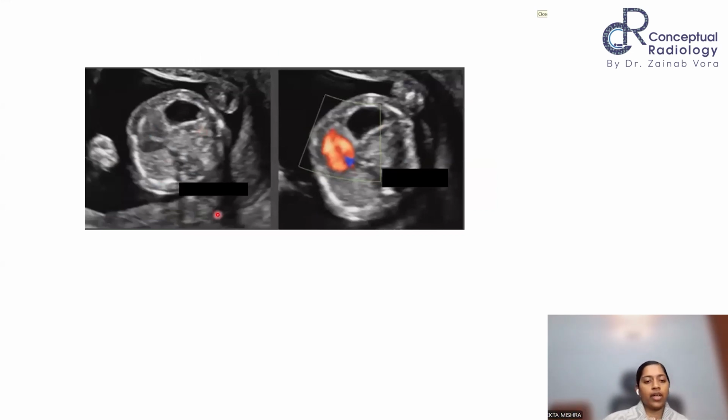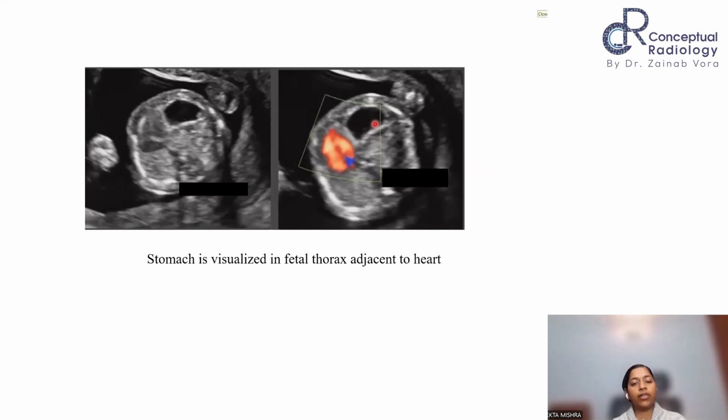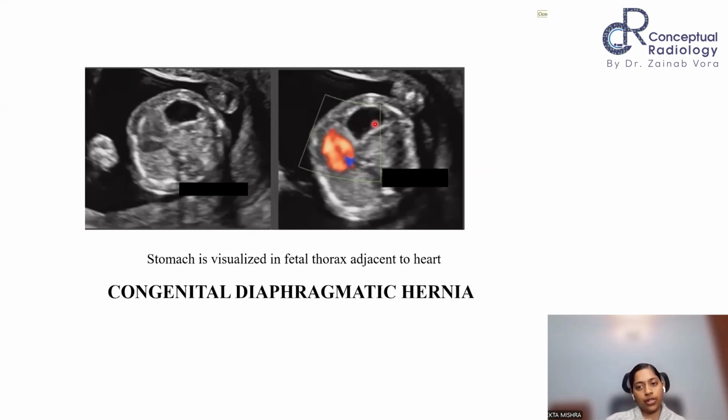Went to the thorax, took my probe, slid upwards. I see the heart. So this is 2D and this is the color image. First of all, the heart does not look to be maintaining the normal axis and position. I see a cystic structure in the thorax. So is my diagnosis clear now? Stomach is visualized in the fetal thorax. This is CDH. Yes.